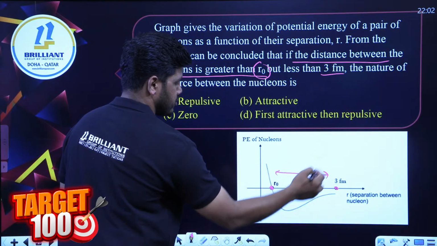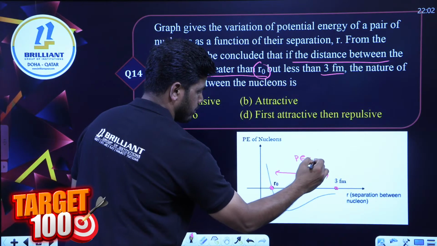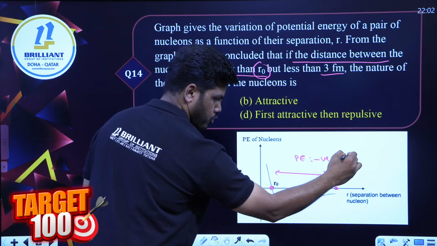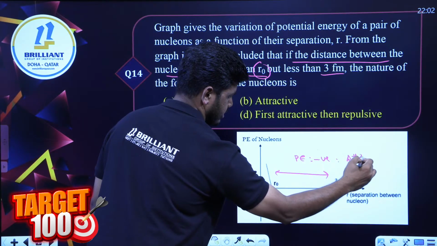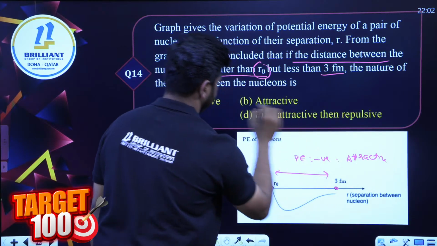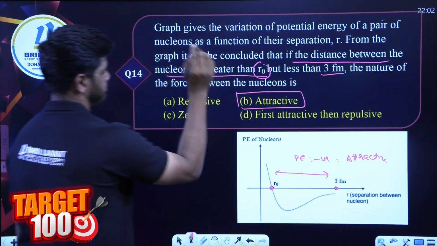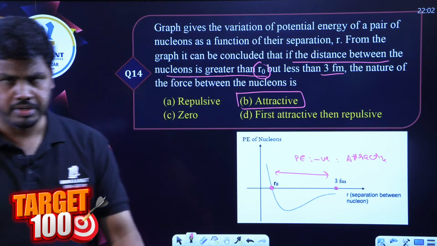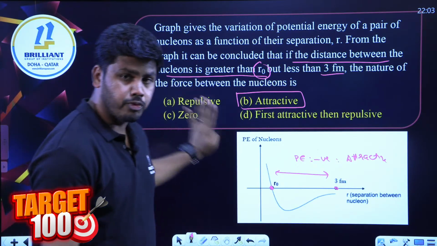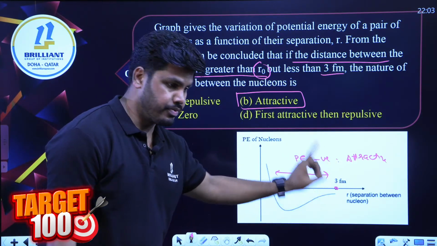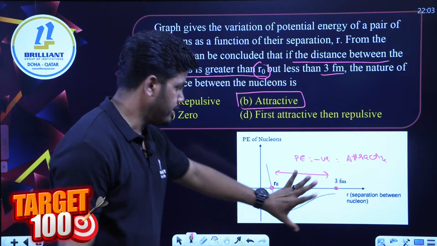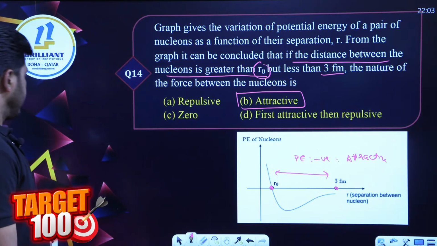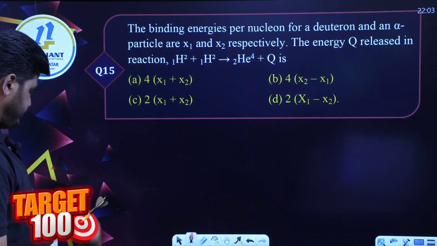So this is almost the same question asked in another way. So we know potential energy is negative. If potential energy is negative, the force will be attractive. Yes, attractive. That was option B. Correct? Questions number 12, 13 and 14 were based on the graph. Remember, revise that graph properly. Understand the concept. Yes. Question number 15.